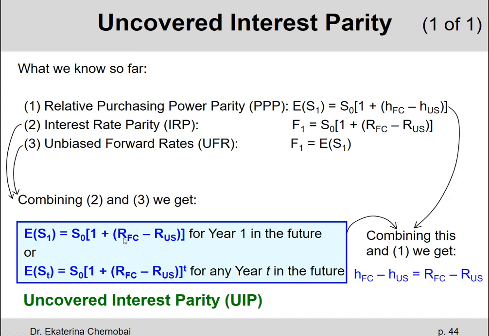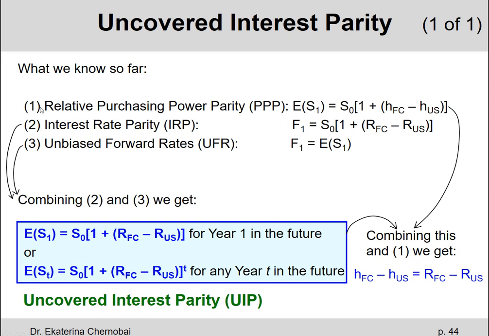Then we can take this uncovered interest rate parity, which by the way can also be applied to any year T in the future if you just add the power T to the term in the parentheses. If you combine it with formula number 1, then we get another new result.